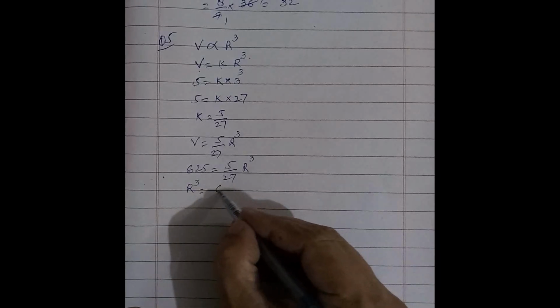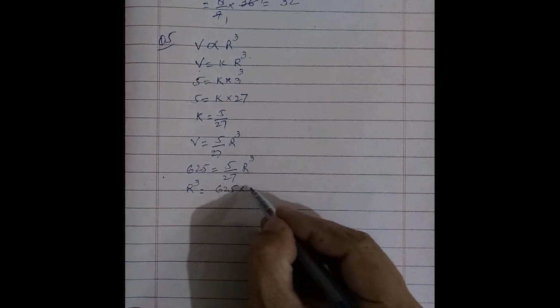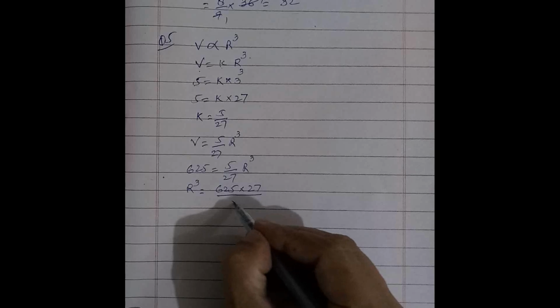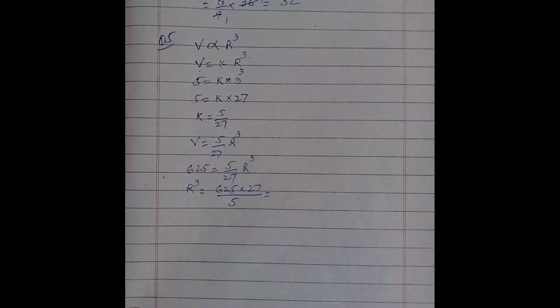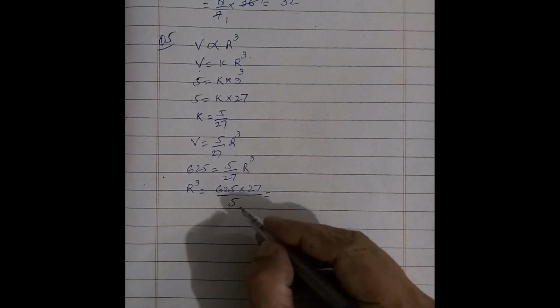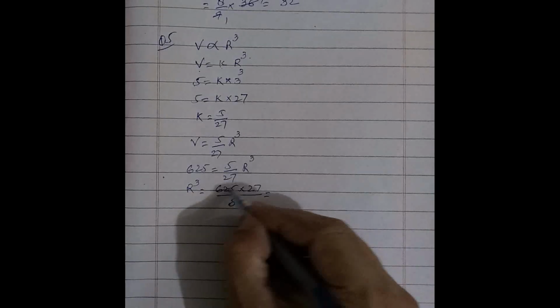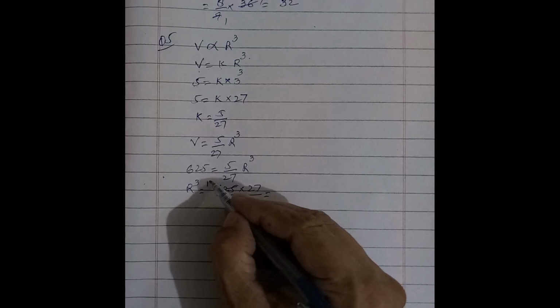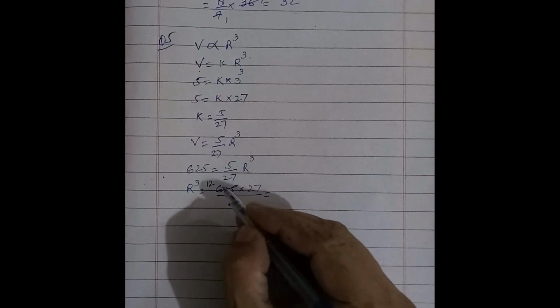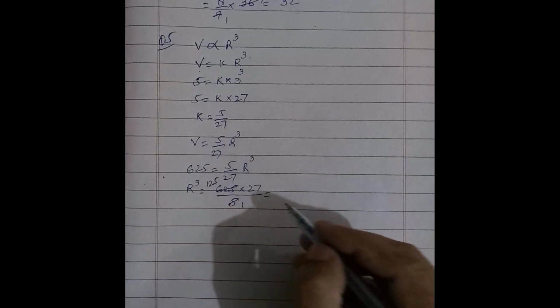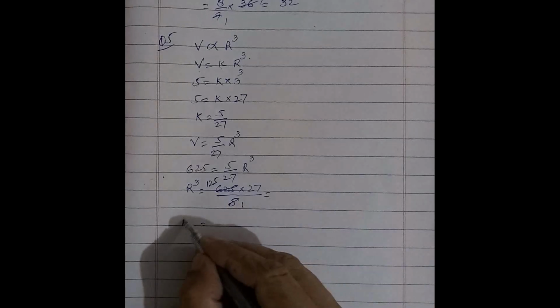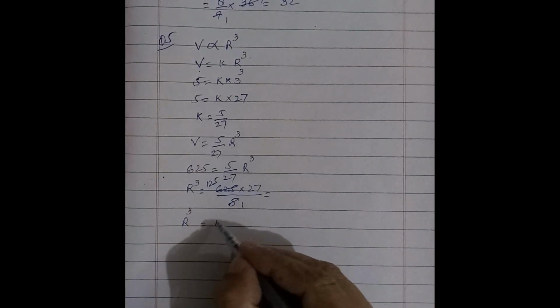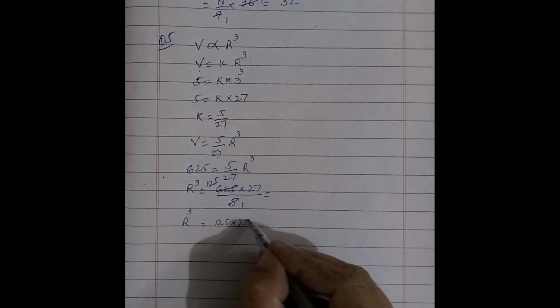R3 is equal to 625 multiplied by 27 over 5. Now simplify these values. 5 ones are 5, 5 twos are 10, carry 2... 5 fives are 25. So we get R3 is equal to 125 multiplied by 27.